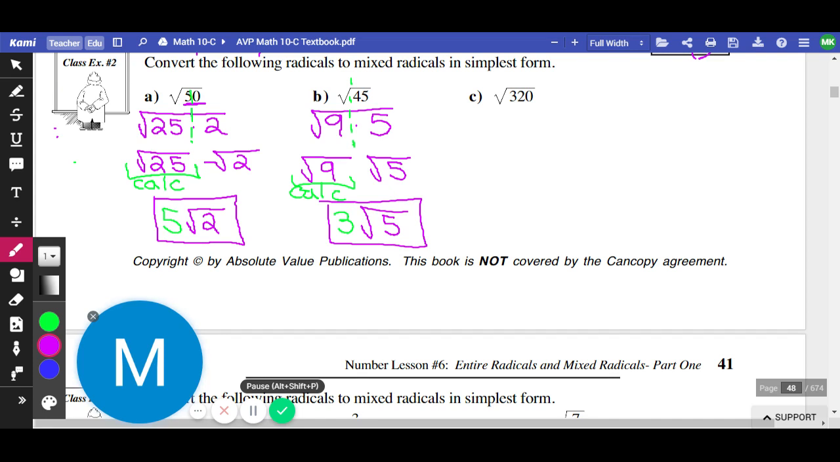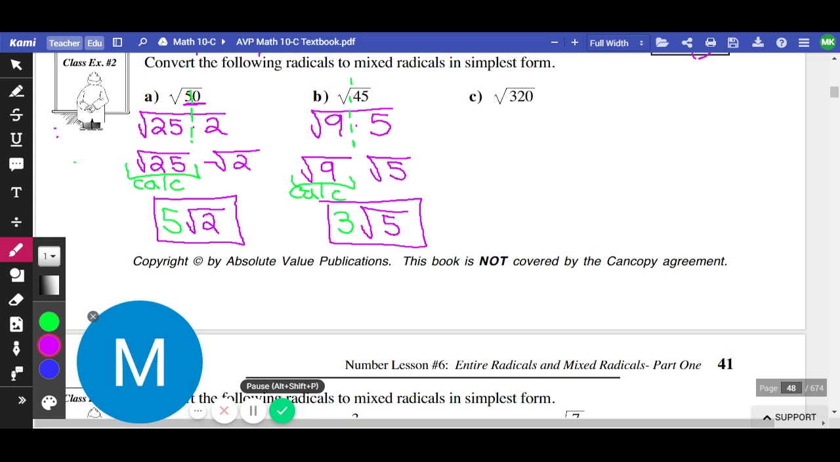320. 320 is a tricky one. The reason 320 is a tricky one is it's divisible by 3 different perfect square numbers. Okay, I could do 320 divided by 4, and it works. I could do 320 divided by 16, and it works. But I could also do 320 divided by 64, and it works. You want to always pick the biggest one, okay? When you're simplifying something, you want the smallest possible radical to be left over.